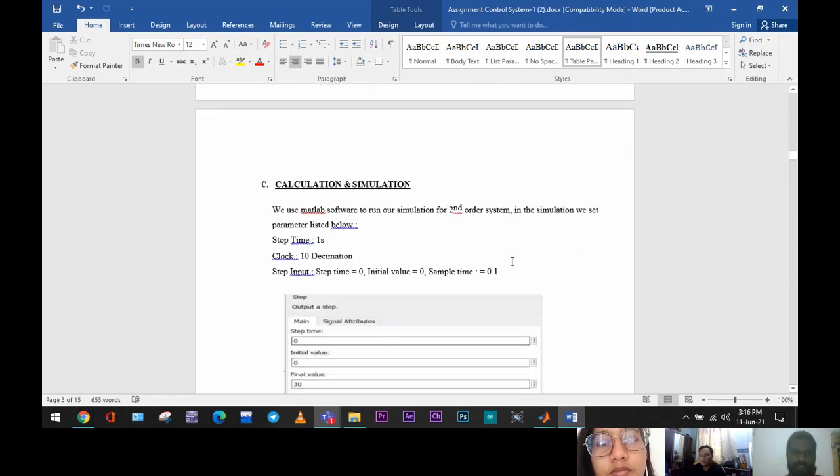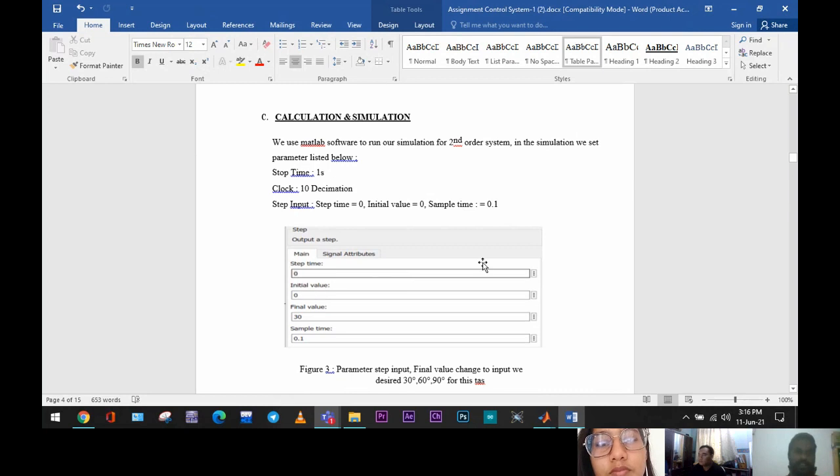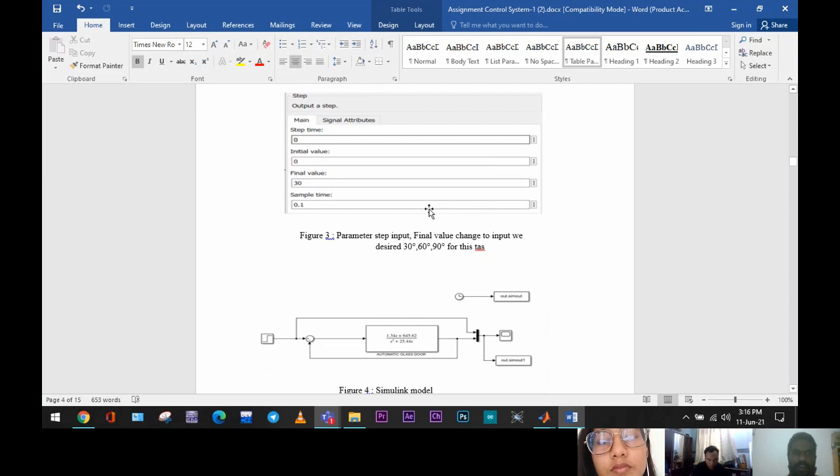Next, these are the commands that we are using. The clock voltage we are using is 10 decimal, stop time 0, initial time 0, and sample time 0.1. At the final value, at this part, we are changing the input value. For now we are using 30 for the first graph, and for the next graphs we will be using 60 and 90.